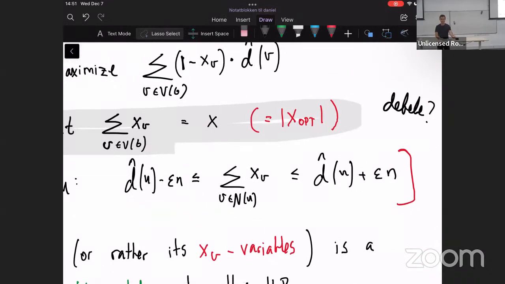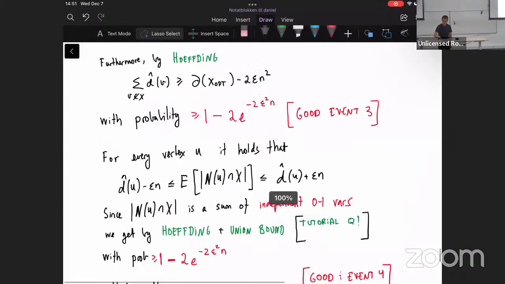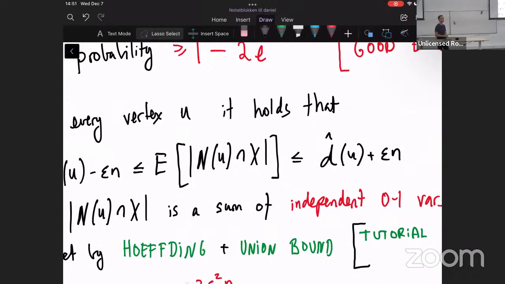This LP says that for every vertex U, if I sum over all V in its neighborhood the XV variables, I'm going to get a number between d hat minus a little bit and d hat plus a little bit. So for every vertex, the expected number of X vertices in its neighborhood is the correct thing.